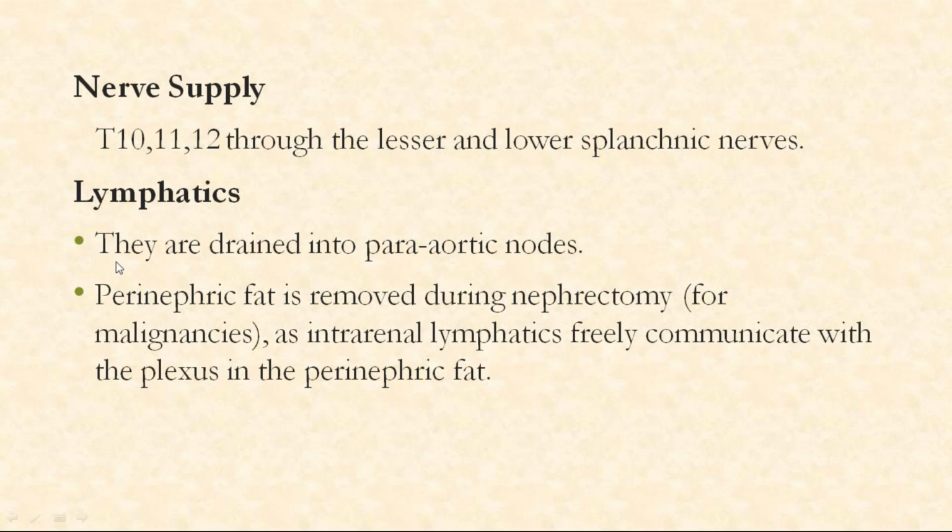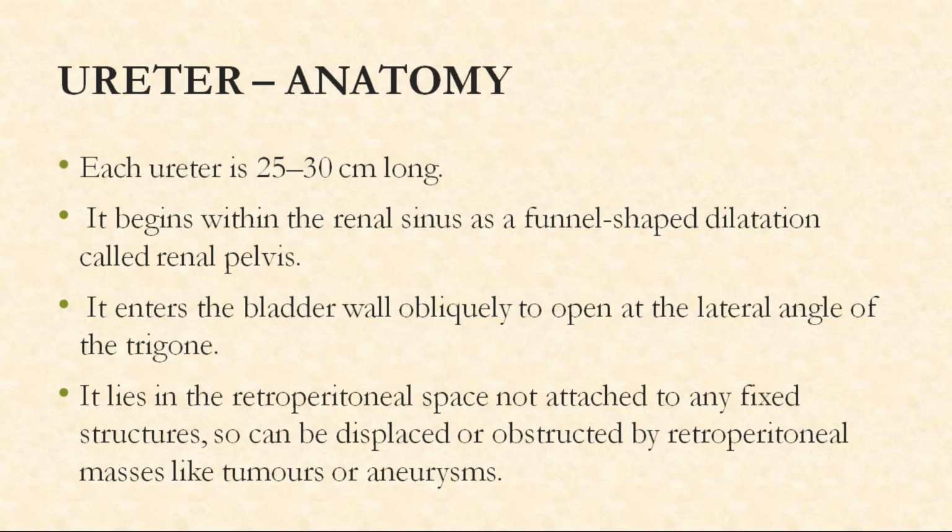Surgical anatomy. Why should the perinephric fat always be removed during any malignant surgery of the kidney? Because this perinephric fat is very rich in lymphatics, and it also communicates with the intrarenal lymphatics. So perinephric fat is removed during nephrectomy for malignancies because these intrarenal lymphatics freely communicate with the plexus in the perinephric fat. So there are high chances of recurrence. Hence, to decrease the level of recurrence, we need to remove the perinephric fat also during nephrectomy. This is all about the anatomy of the kidney. When coming to congenital anomalies I will be explaining the embryology of kidney.